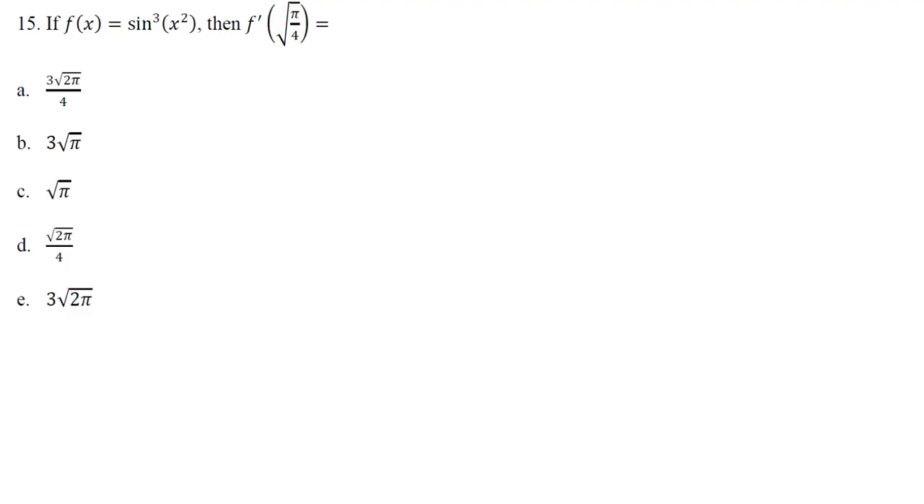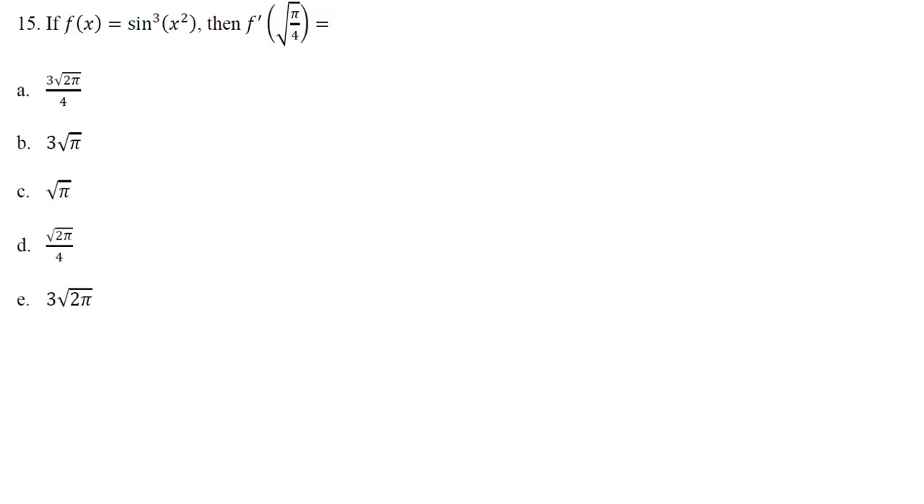All right, for our next one here, we're looking for f prime of root pi over 4, and we're given f of x is sine cubed of x squared. So we need to take the derivative of that using the chain rule, and then evaluate it at root pi over 4.